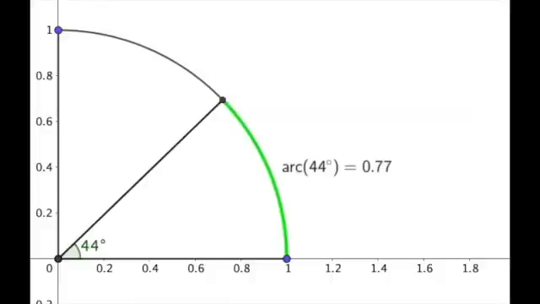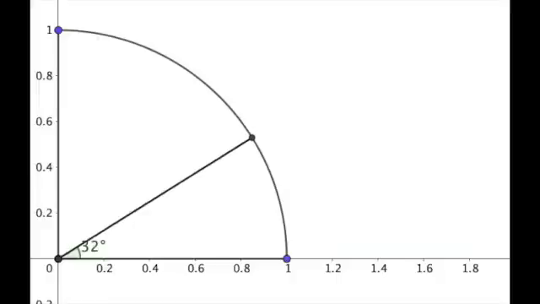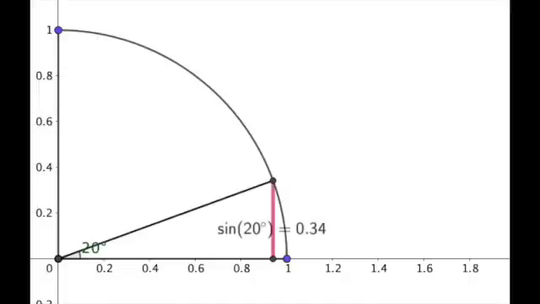Now, the arc's going to be important in this derivation I'm going to show you. But here's what's meant by the sine. If I make my angle 20 degrees, what is meant by the sine is the length of this line segment. That line segment that's perpendicular to the horizontal, this vertical line segment, that's what's meant by sine of 20. And you can see there's some relationship between that red line segment and the green arc.